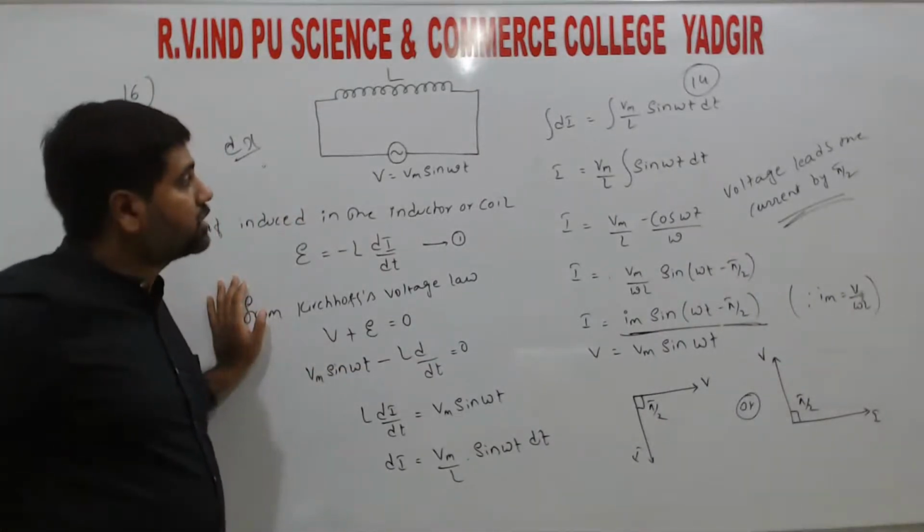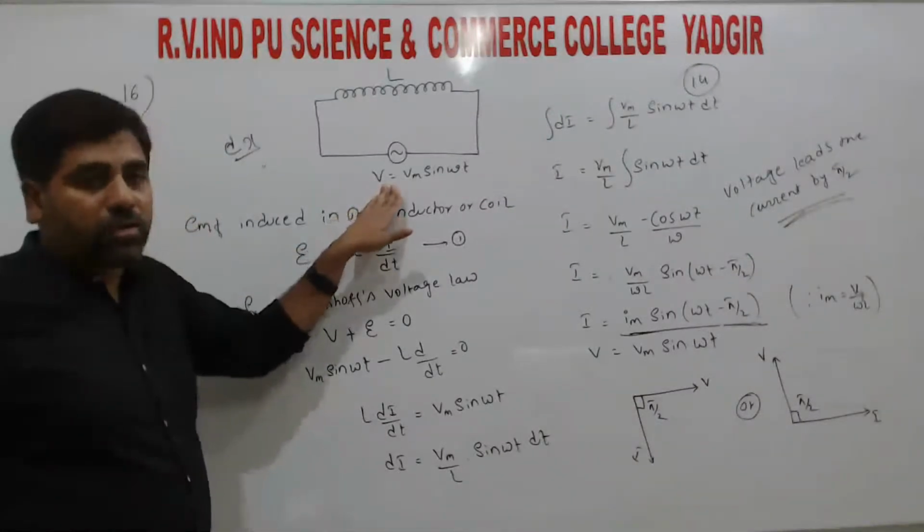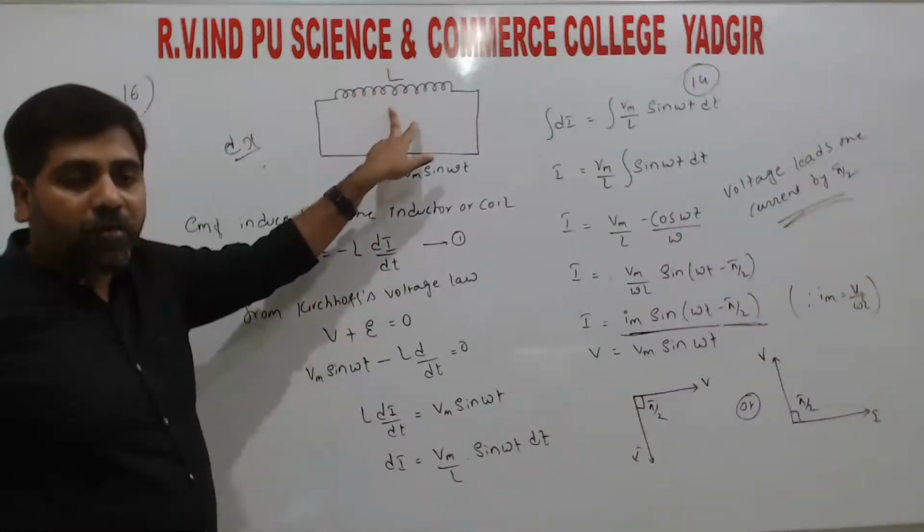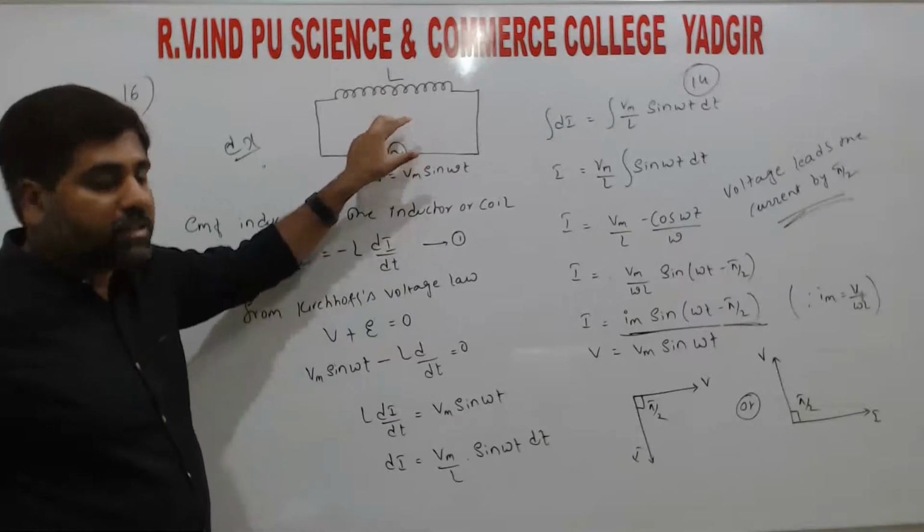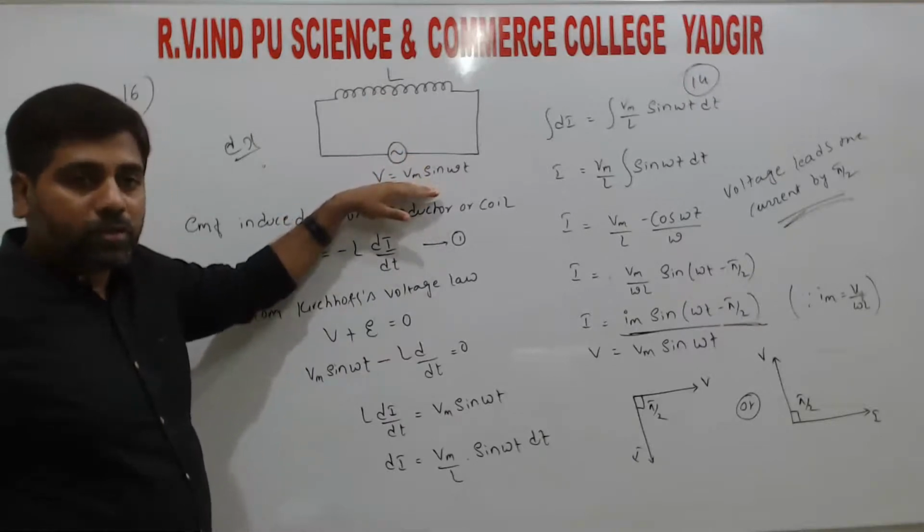So when a capacitor is connected to the source, here is one capacitor having a capacitance C which is connected to the AC source, right?